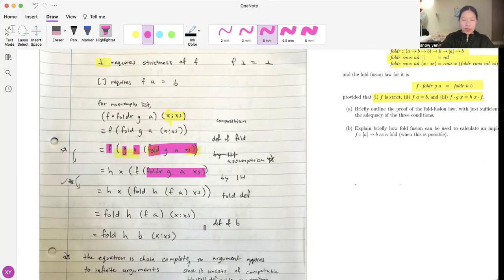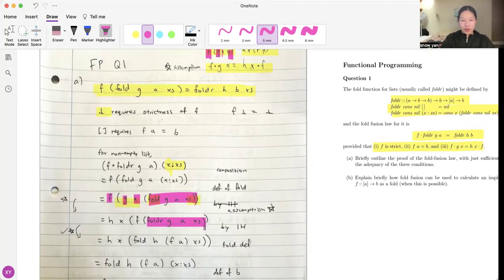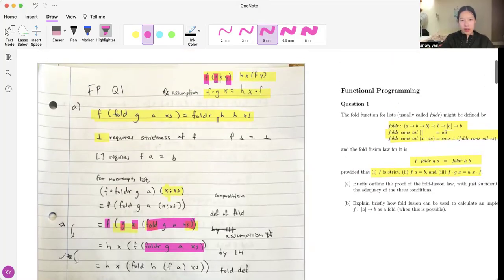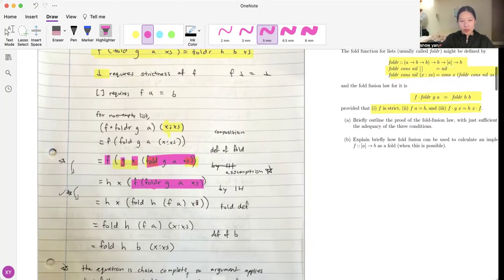From this point, we can just apply our induction hypothesis because we know that f of fold g a xs is just this thing, right? So then f of this thing is equal to that thing. So we can just replace it in terms of this. And then we apply the fold definition again and put h of x back into this expression. And we're back at f of a is b.